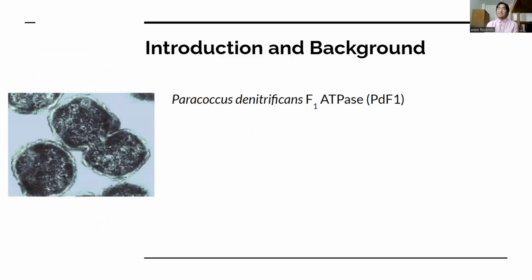So a team of scientists in Japan, led by Dr. Noji, are the ones who actually gathered the data, and the species they analyzed is Paracoccus denitrificans F1-ATP synthase, or PDF1 for short. And this is essentially a bacterium. The way they were able to analyze it is by using single molecule microscopy, which is a relatively new advancement in microscopy, which allows the user to see individual molecules in proteins. So that is how they were able to do that.